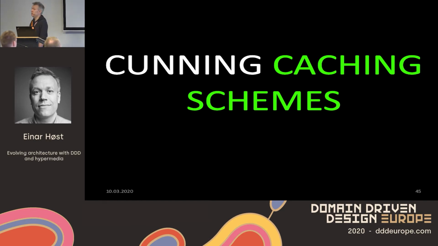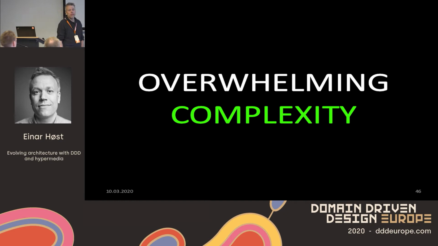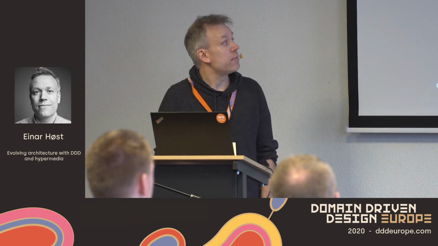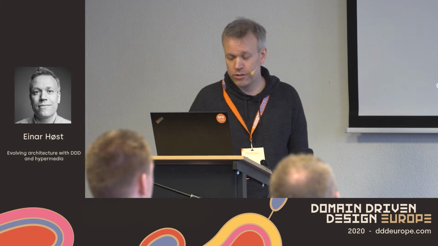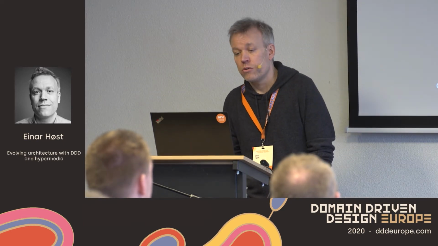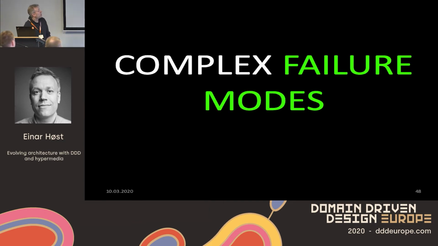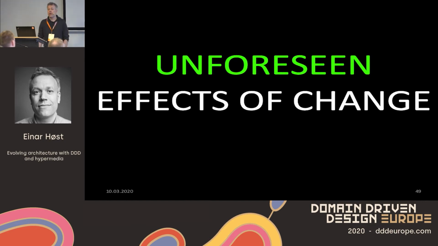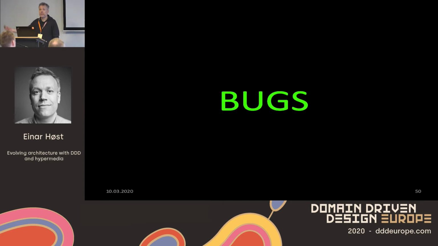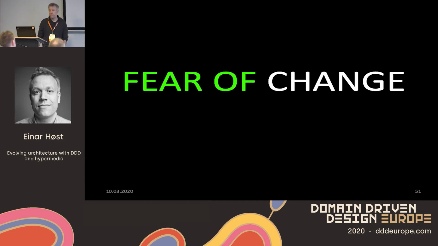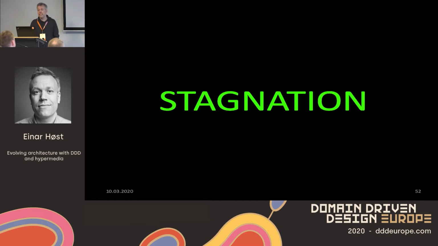And that was working. I mean, in the sense that software works, sort of. But the complexity was kind of overwhelming. So as a new programmer coming into this project and trying to contribute and implement new things without breaking old things was kind of a tough challenge. It was largely unreasonable in both senses of the word. So you couldn't really reason about it, and it was unreasonable that it was that complex. The failure modes were very complex. Effects of change were hard to predict. And as a consequence of all that, of course, we had bugs, right? And when you have bugs and you don't know when or why you're going to introduce bugs, you get fear of change. And that leads to stagnation, which is not what we want, right?